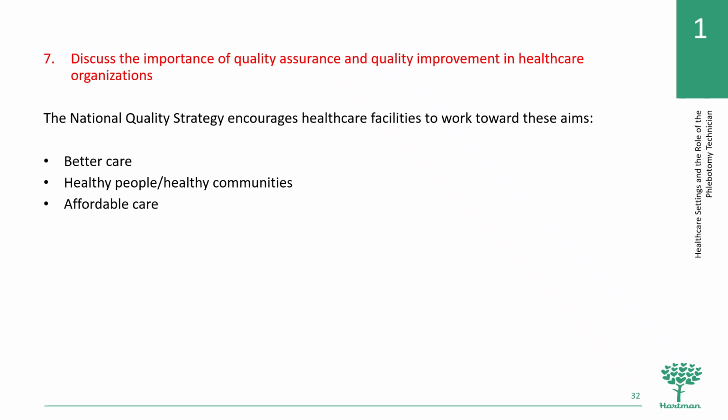Different states have different requirements for quality assurance and improvement in healthcare facilities. Each facility may have its own policies and procedures regarding quality assurance and improvement. In 2011, the U.S. Department of Health and Human Services established the National Strategy for Quality Improvement in Healthcare. The National Quality Strategy has three basic aims: better care, healthy people, and affordable care.